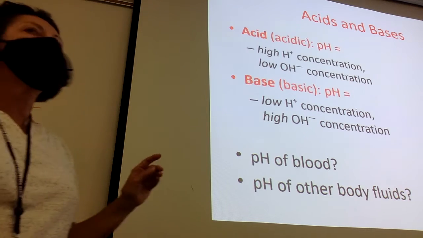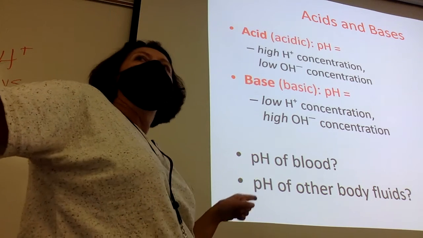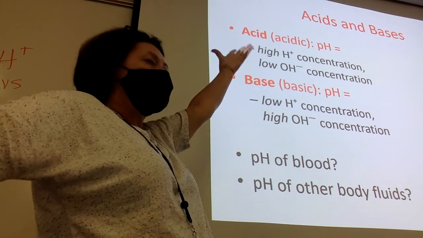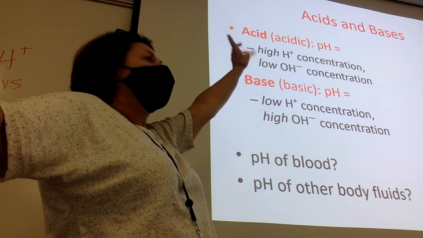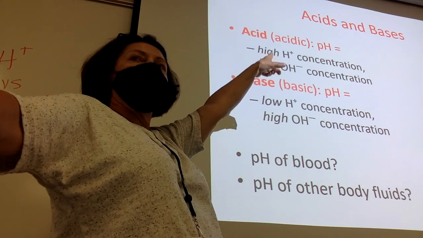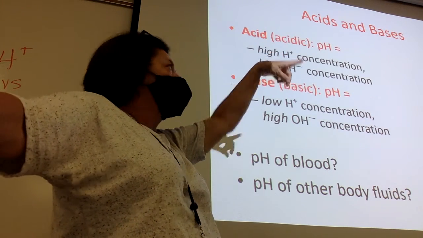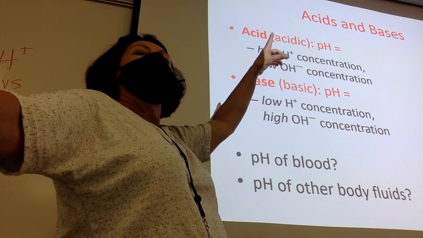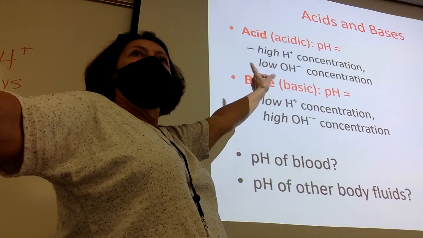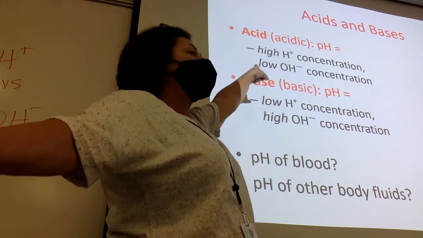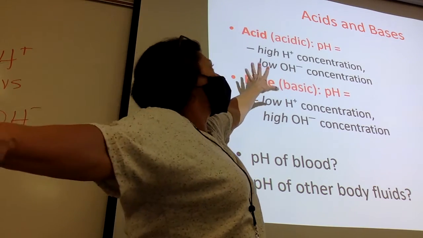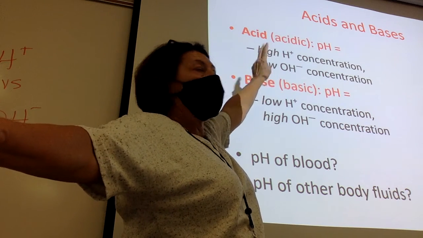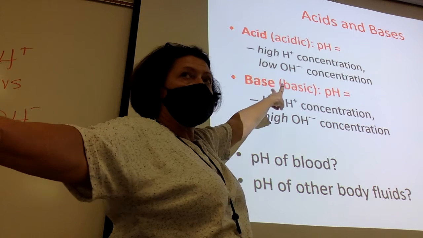Okay, acids have a pH of 1 to just less than 7. Acids, we call them acidic. They have a pH of 1 to just less than 7. Acids have more hydrogen ions than hydroxide ions.